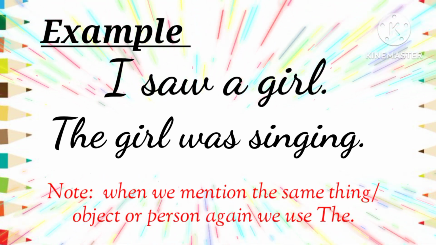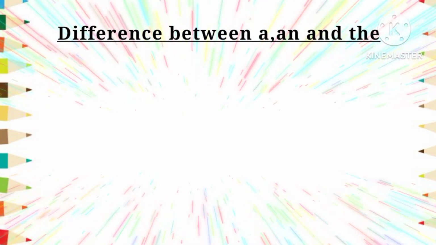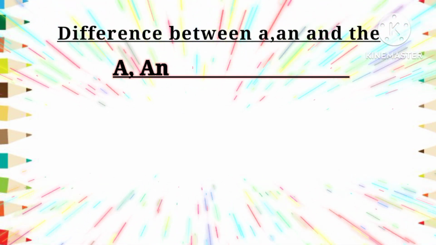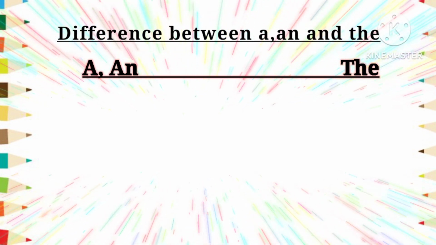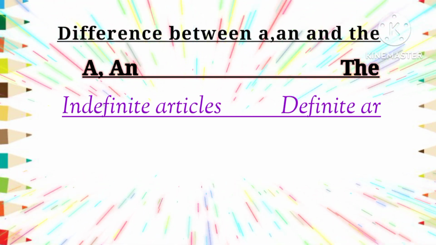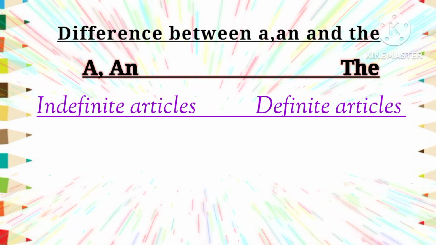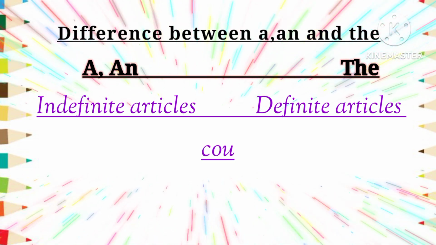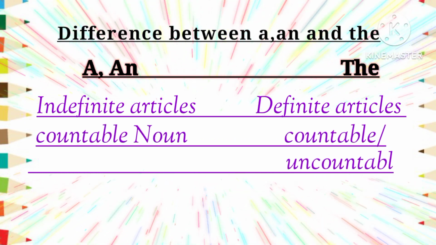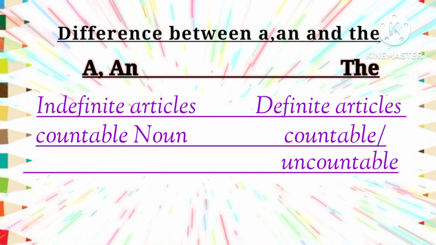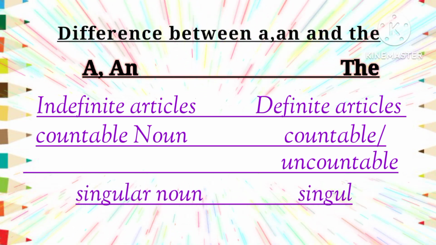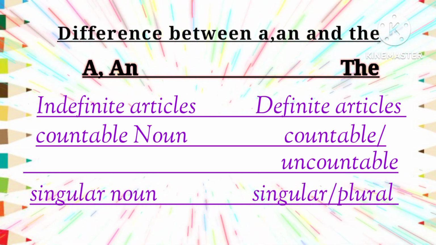In this I use the article the before girl, which specifies the person. Now the use of the is also clear. I gave you the brief difference between the use of a and the. A and an are indefinite articles. The is a definite article. A and an are used for countable nouns. The is used for uncountable nouns and also countable nouns. A and an are used for singular nouns. The is used for both singular and plural. Hope it is clear.